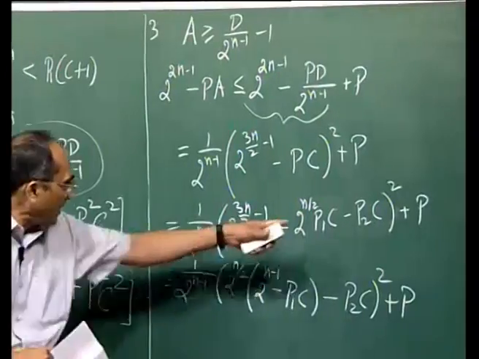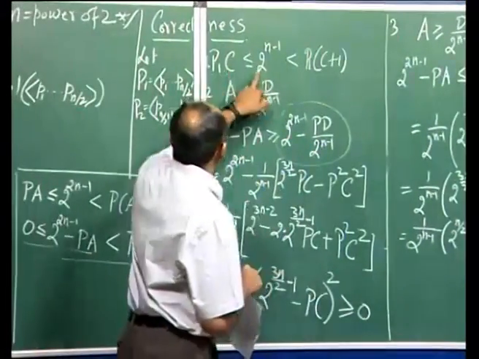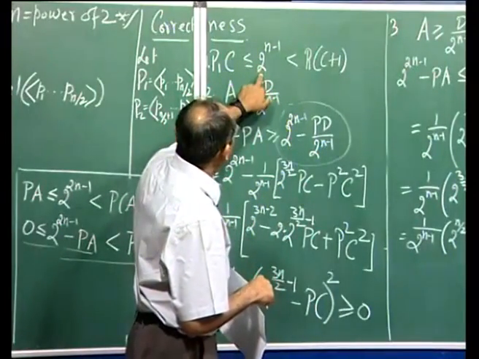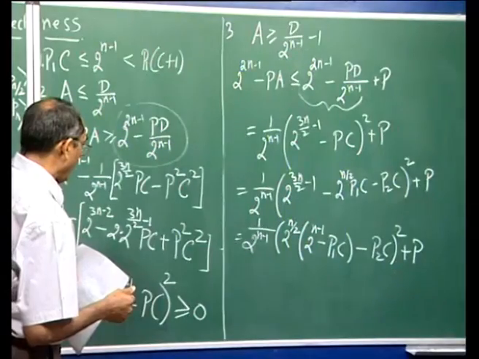The purpose of splitting this was to be able to use this inequality. Notice that P1 C is less than or equal to 2 to the power n minus 1, 2 to the power n minus 1.